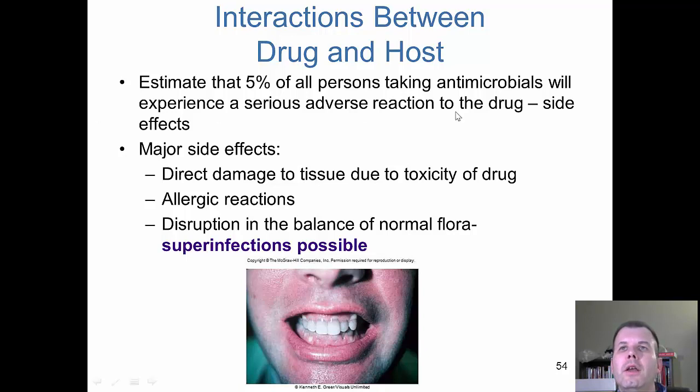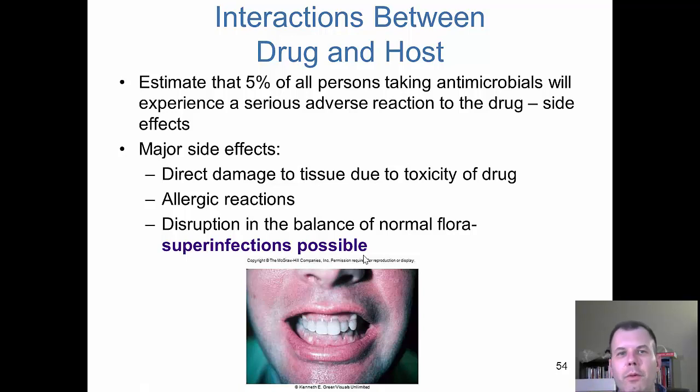All right, so when we look at interactions between the drug and host, it's estimated that about 5% of all persons that take antimicrobials will have some kind of side effect. Major side effects can include damage to tissue due to toxicity, typically the liver or the kidney, because the liver does the detoxification of all the drugs you take, and the kidney is used for excretion. It could be an allergy. A number of people are allergic to penicillin, so obviously you don't want to give them penicillins and things like this. And the last is the superinfection, where you disrupt your normal flora.